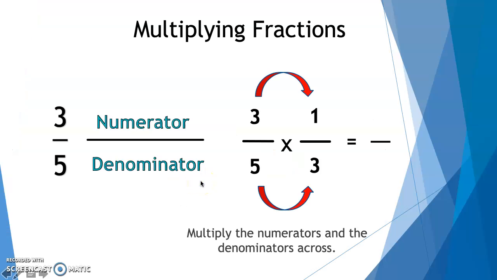To start off, in the fraction 3 over 5, let's remember the top number is the numerator and the bottom number is the denominator. When we are multiplying fractions such as 3 over 5 times 1 over 3, we multiply the numerators and the denominators across.